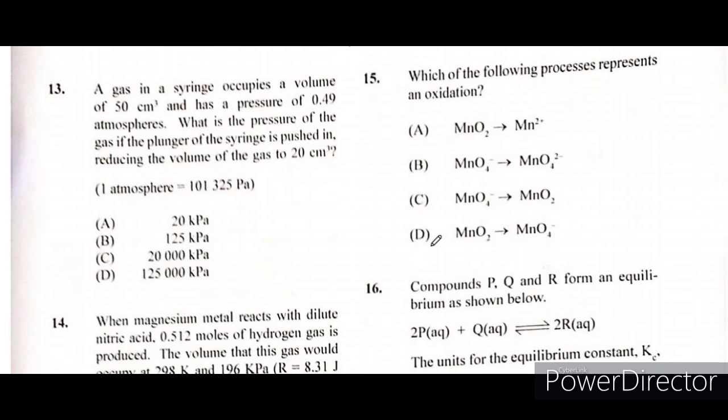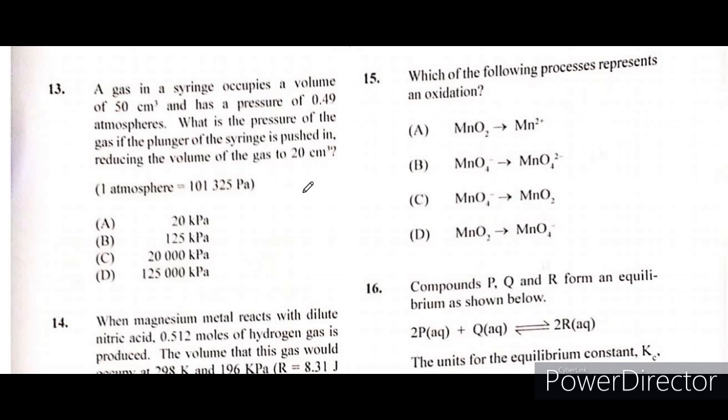Number 13. Alright, it says a gas in a syringe occupies a volume of 50 centimeters cube and has a pressure of 0.49 atmospheres. What is the pressure of the gas if the plunger of the syringe is pushed in, reducing the volume of the gas to 20 centimeters cube?